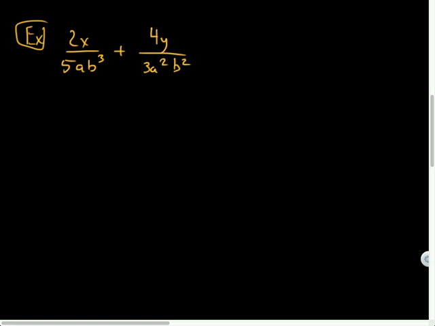So, all right. The first thing I need is an LCD. Okay? Between 5 and 3, what's the smallest number that they both go into? 15. Skylar, what does your phone say about the LCD between a and a squared?